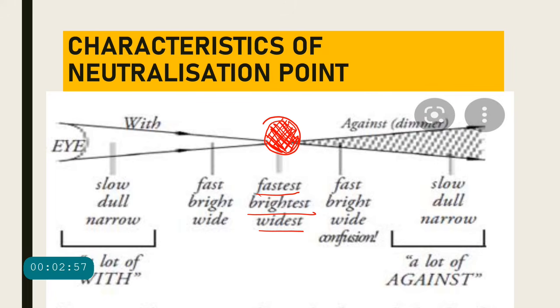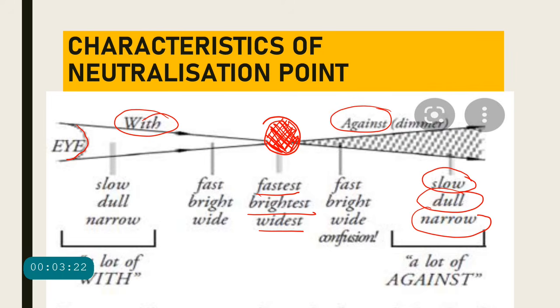And as you move away from the neutralization point, the reflex will become slow, it will be dull, and it will be very narrow. Okay, on either side of the spectrum, whether it is against or with motion. So this diagram also reminds you that when you're sitting somewhere up to the crossing of the rays, you're going to get with motion. Okay, and when you are actually sitting beyond that neutralization point, you're going to get against motion.